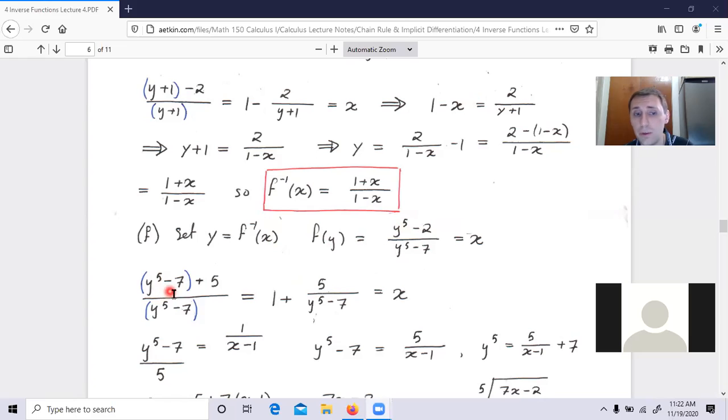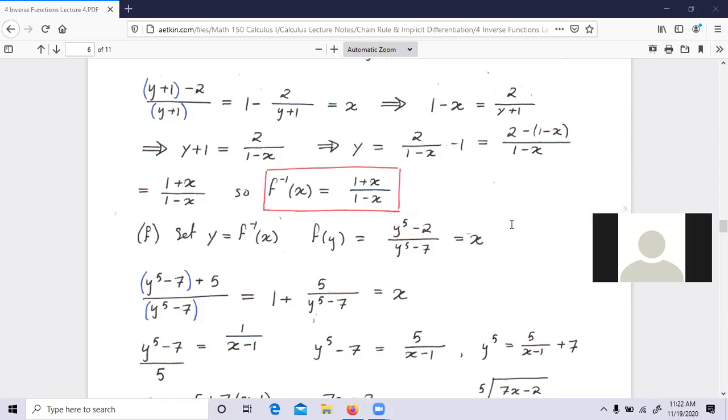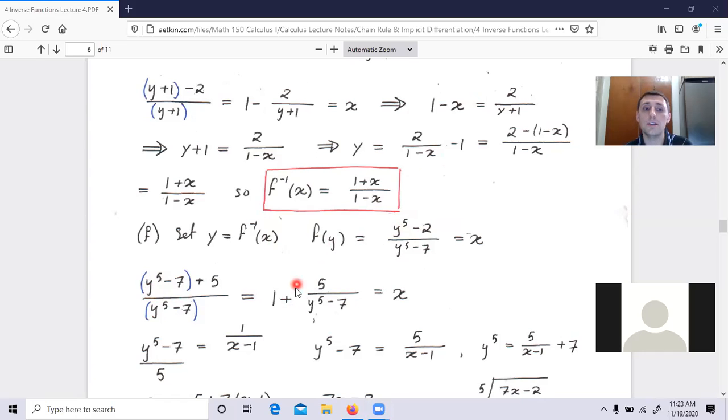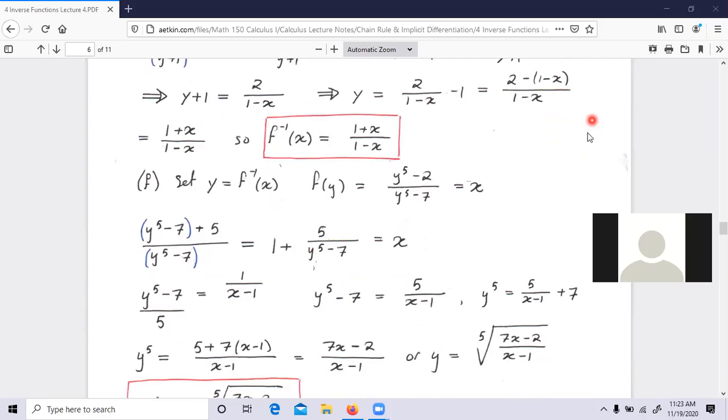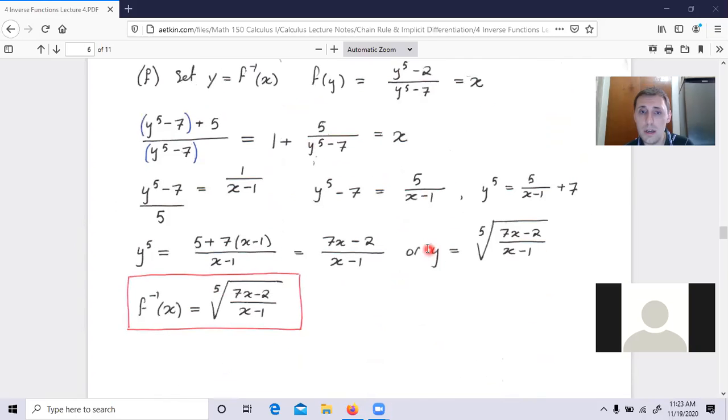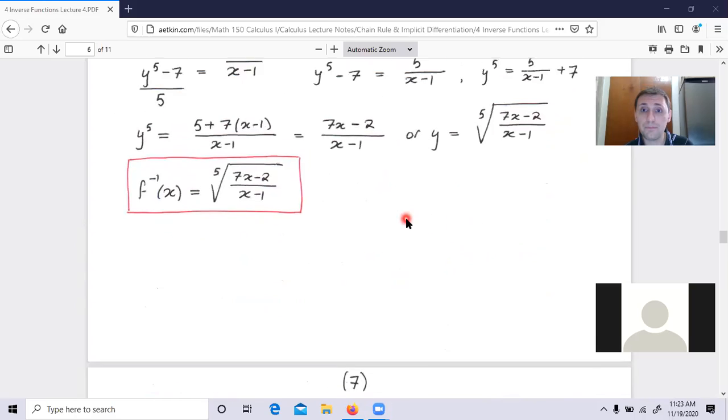And by doing so, I can look at it. You see, I had 2 instances of y. Now I have 1 instance of y. That makes things somewhat simpler. Good. So then I divide and I have 1 plus 5 over y to the 5 minus 7 equals x. And from there on, it's basic algebra. And you get y equal to the fifth root of 7x minus 2 over x minus 1.